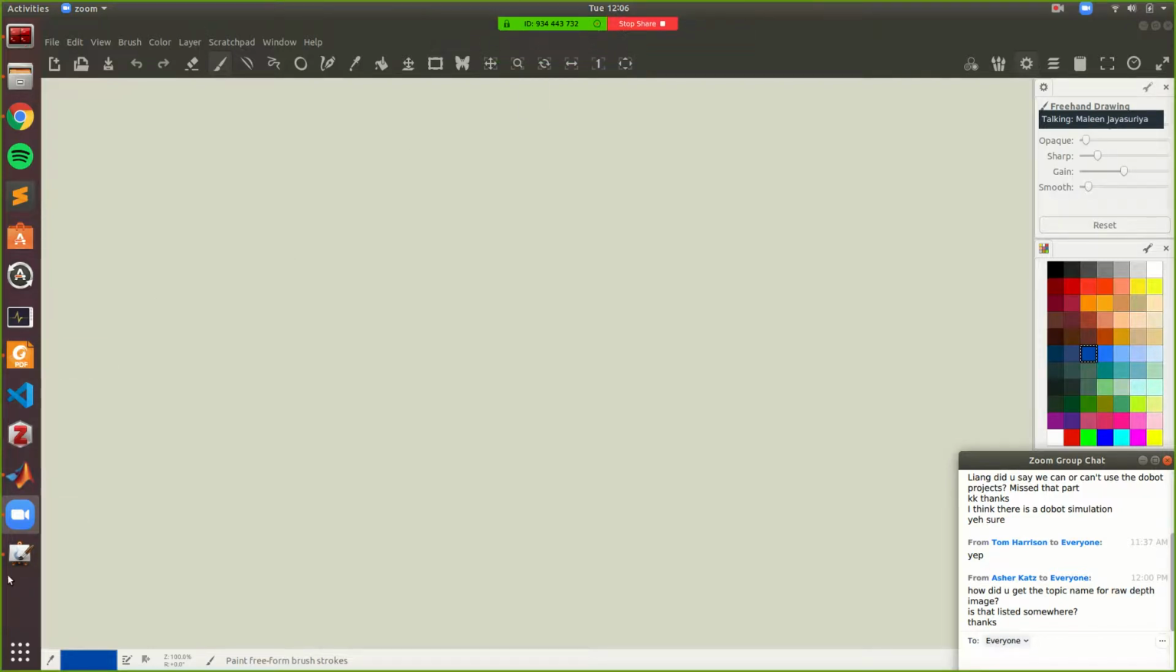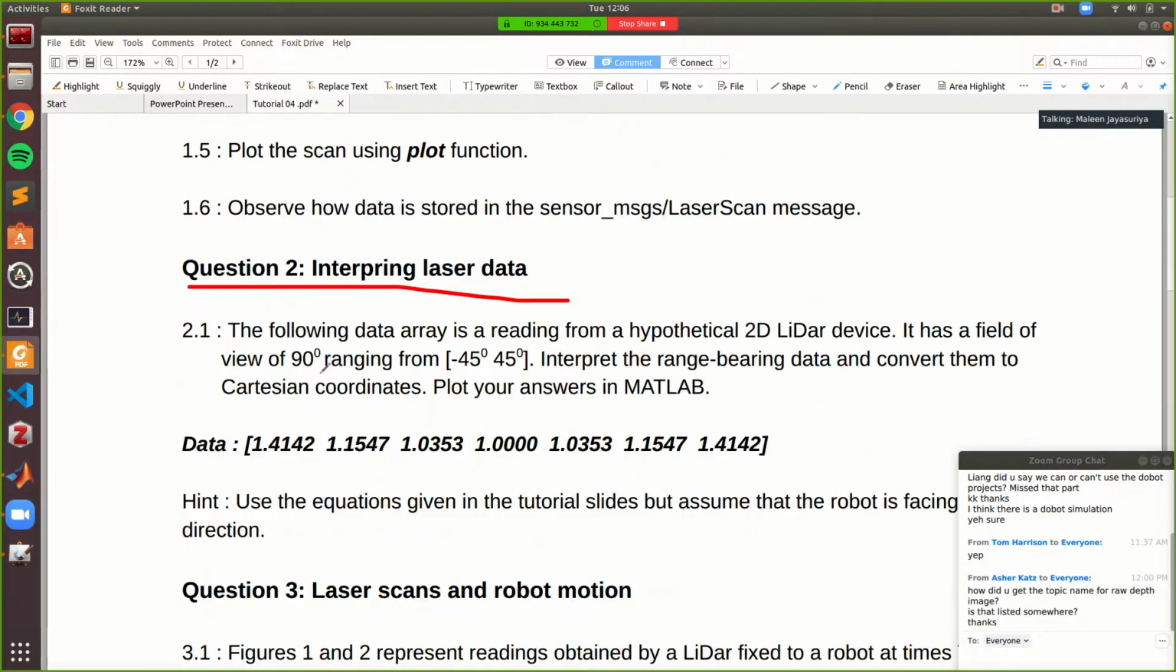All right, guys. So let's discuss question number 2. We have a hypothetical 2D lidar device, right? And it says that it has a field of view ranging from -45 to +45, right? And these are basically the range data that you're getting in one scan, right?